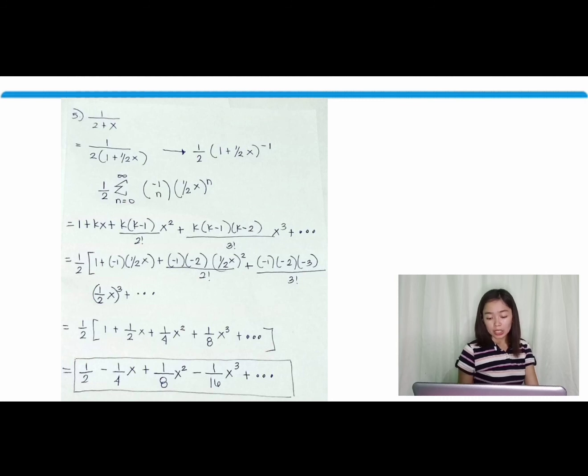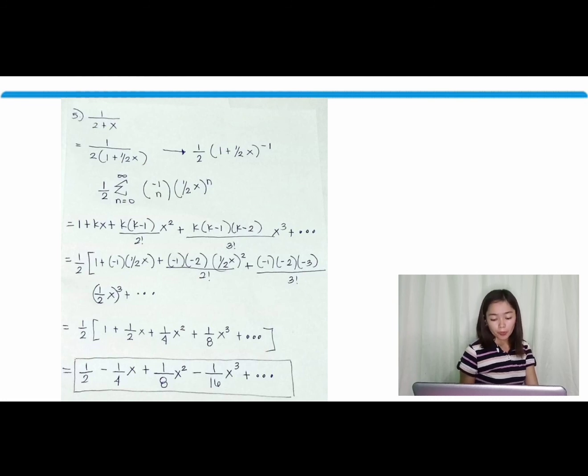So, plug it into the general form. We have 1/2 times the summation of 1/2 x raised to n as n goes from 0 to infinity. For the index k, we have k, which is negative 1. Now, using the formula, 1 plus kx plus k times k minus 1 over 2 factorial multiplied by x squared plus k times k minus 1 times k minus 2 over 3 factorial times x cubed plus dot dot dot.